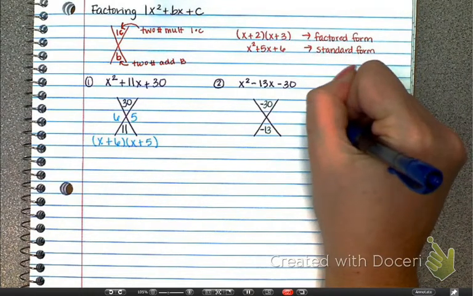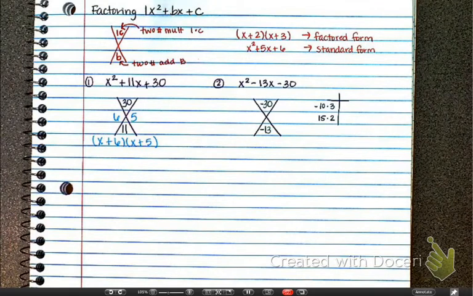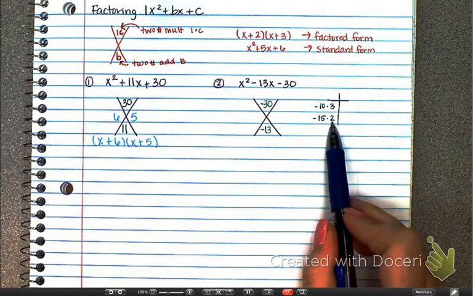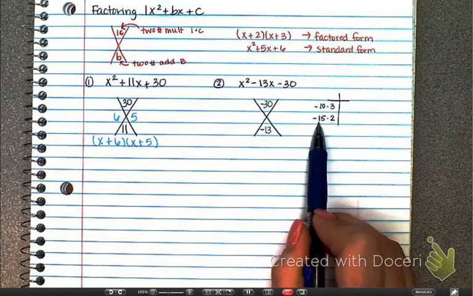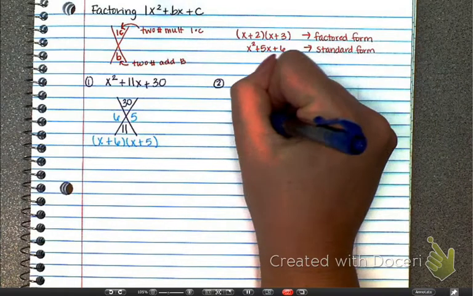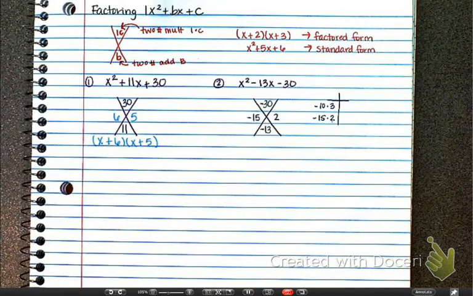15 and 2? Which one do you think needs to be negative? The 15. Negative 15 times 2 is negative 30. Negative 15 plus 2 is negative 13. So the first numbers you think of, or the most obvious that you think of, might not always be the case, which is why you need to go back and check that it actually multiplies and adds correctly.